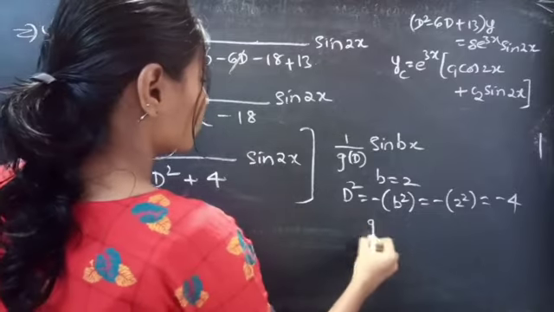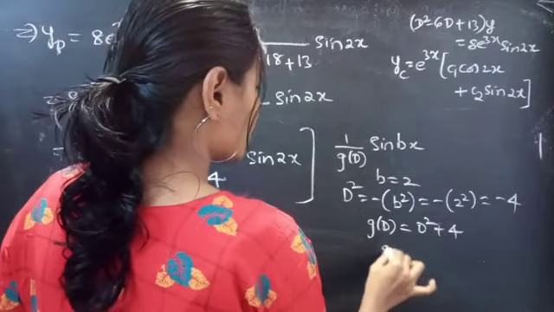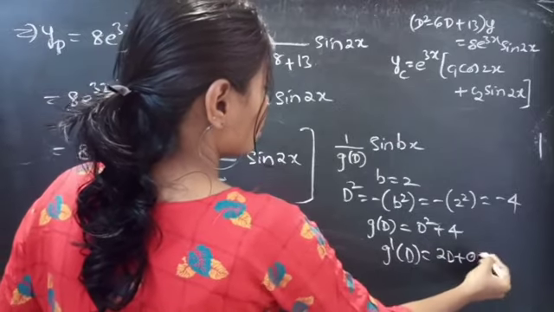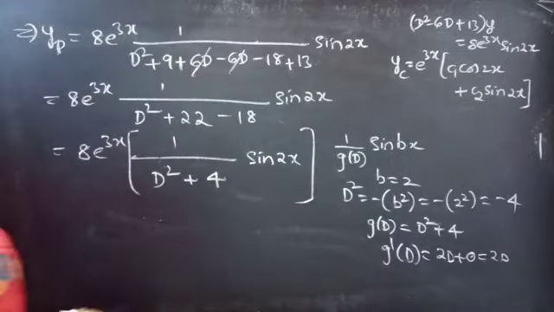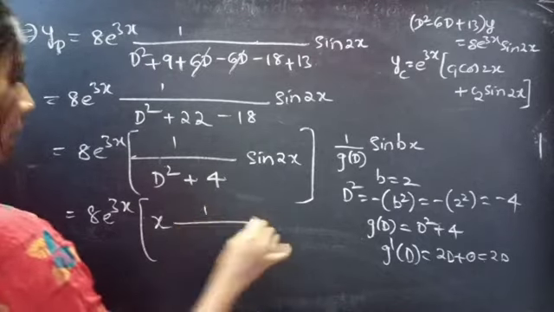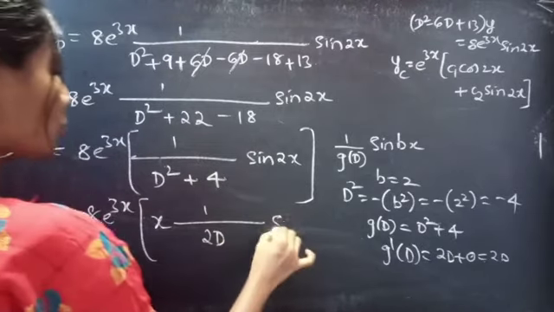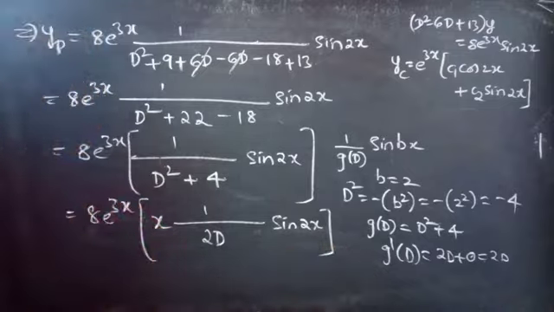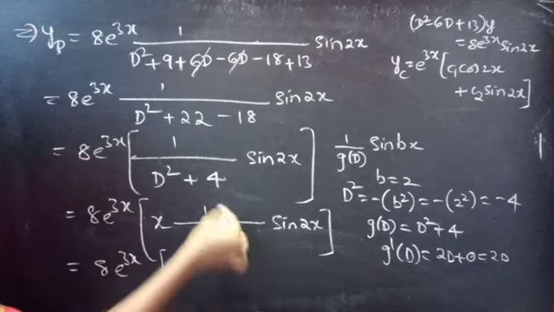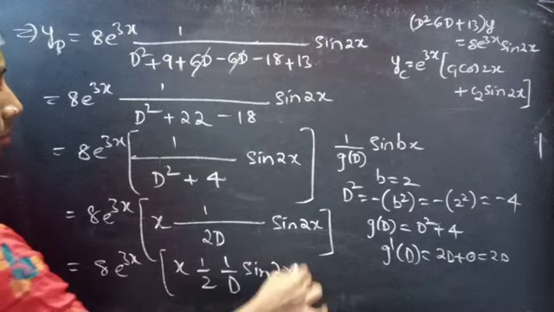If g of D is D square plus 4, find g dash of D, which is 2D plus derivative of constant is 0, we'll get 2D, right? Now write x into 1 by derivative of D square plus 4, which is 2D, into sine 2x. This equals 8 e power 3x into x into, we can split 1 by 2D as 1 by 2 into 1 by D into sine 2x.